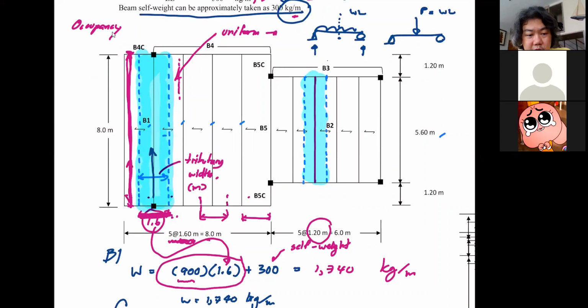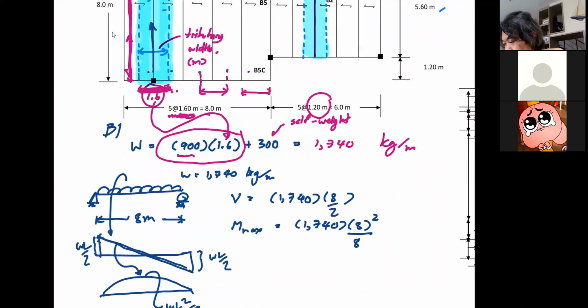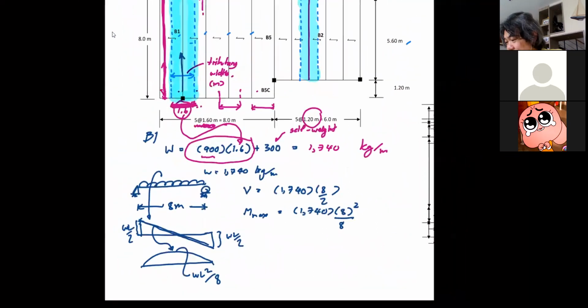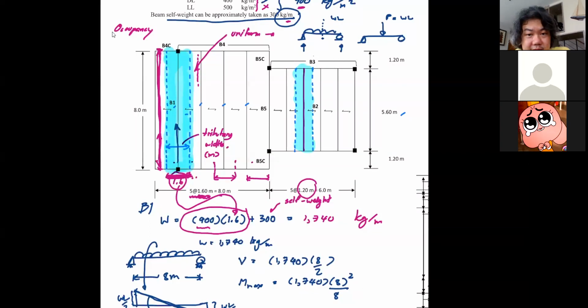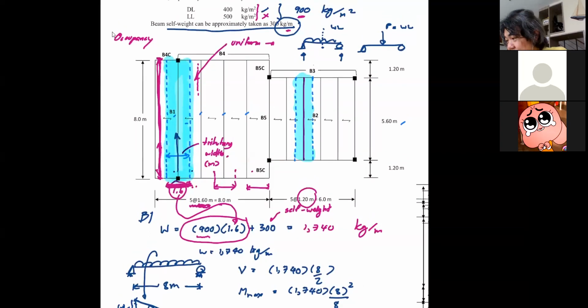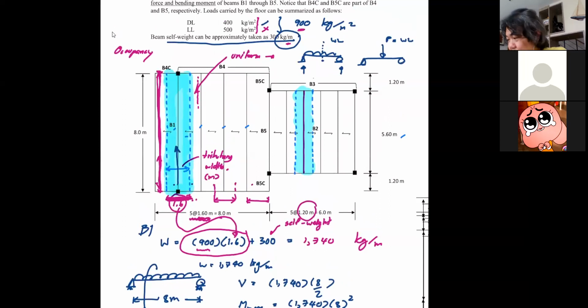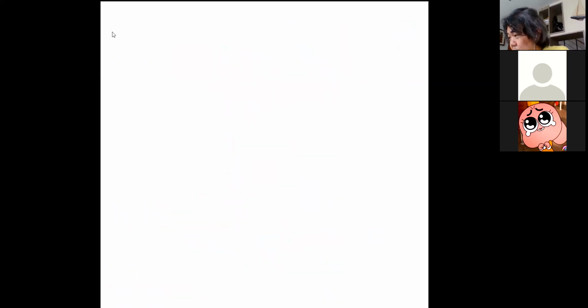So B2, we can do the same, without further ado. Oh, I'm running out of space already. Okay, that's fine. So you guys stick to this. I'm going to go over to the next page to take care of B2, okay? So my B2. This is B2, right here.